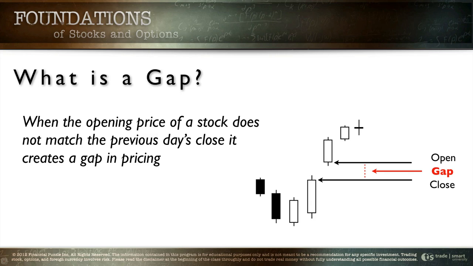The answer is it's when the opening price of a stock does not match the previous day's close. When the opening price does not match the previous day's close, it creates a gap in pricing. A lot of times you actually hear the word vacuum associated with it because, as this picture suggests, we closed one day at this price right here. We opened the next day way up here, and there's a vacuum. There's a void in here where no trading took place. And that's awkward. That's not normal.